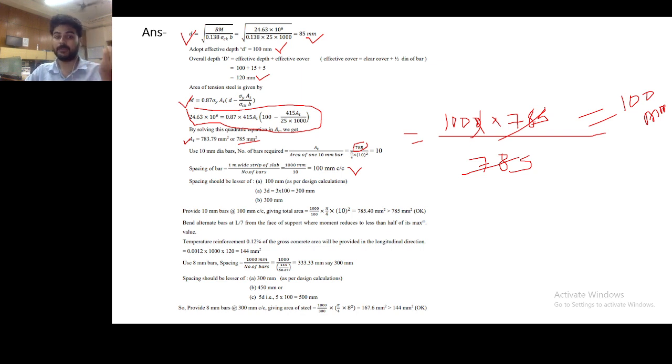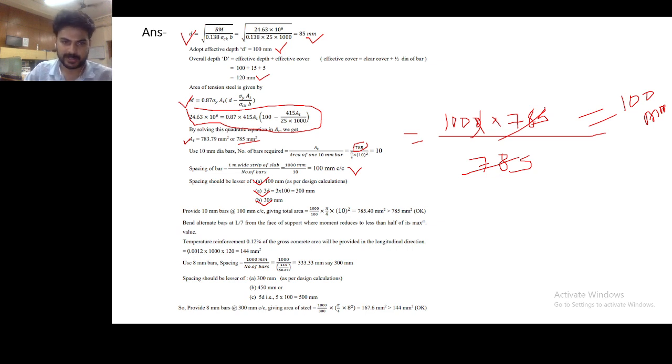But now we have to check for the maximum allowable. It is 3D, and 3D is 300, but our given is 100, so it's okay, and it should be less than 300 also, so it's good. So the provided bar of 10 mm at 100 center to center distance is okay to give, right?